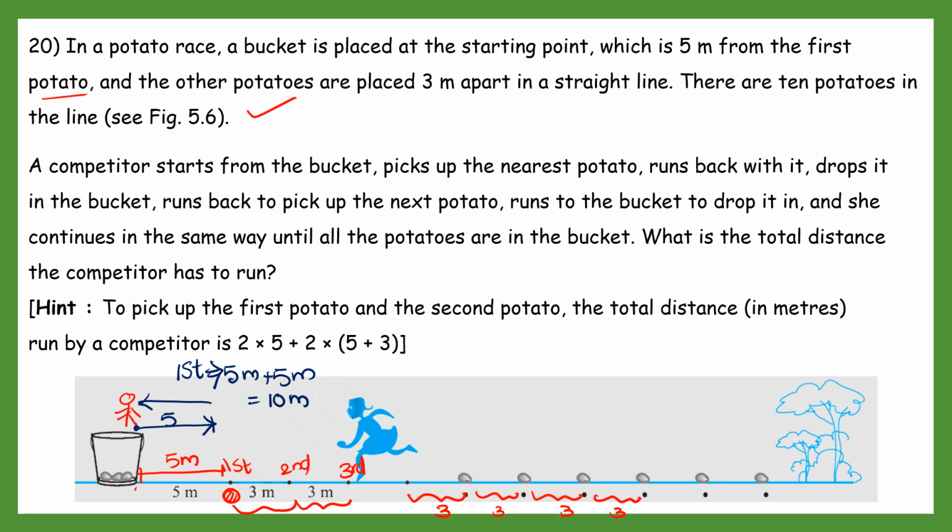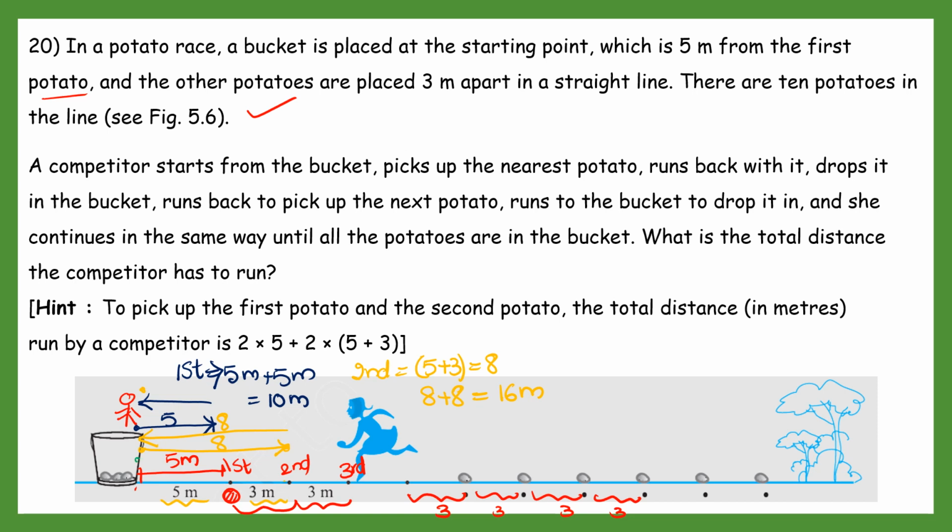Now again what should she do? From the bucket she should run to the second potato. How much distance is that? 5 meters plus 3 meters. The second potato is at a distance of 5 plus 3, which is 8 meters. So to reach the potato, she should travel 8 meters. Again she should go back and place it in the bucket, so again she will travel 8 meters. That means the total distance she will travel is 8 plus 8, that is 16 meters.